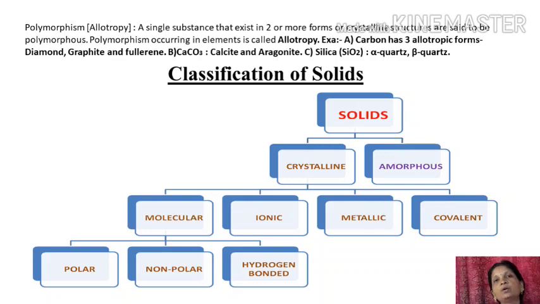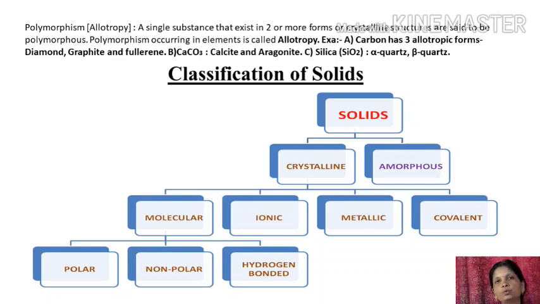For example, carbon has three allotropes. All of you know about this: diamond, graphite and fullerene. The second one is CaCO3, which shows two kinds of polymorphs, that is calcite and aragonite. Silica, SiO2, shows two kinds of allotropes, alpha quartz and beta quartz.